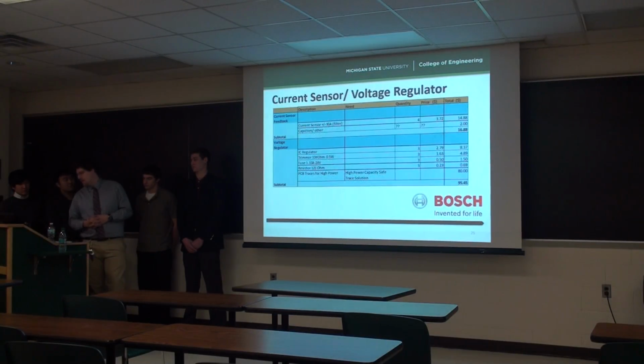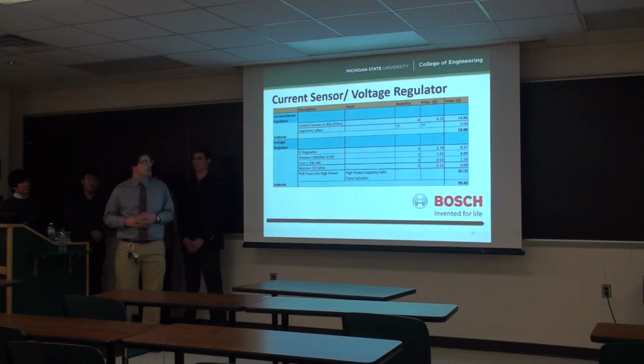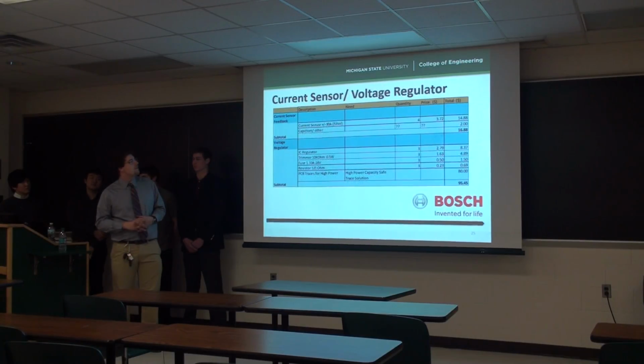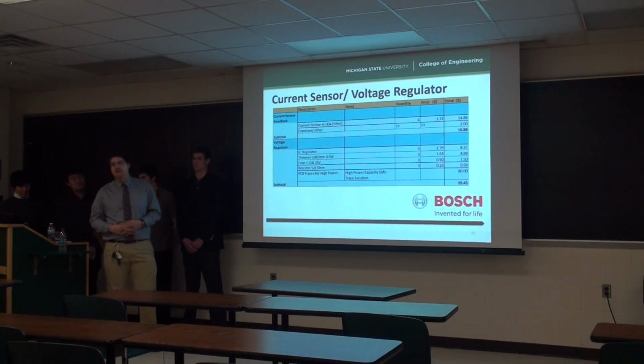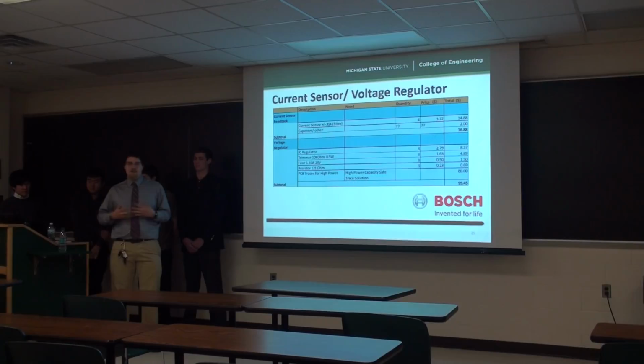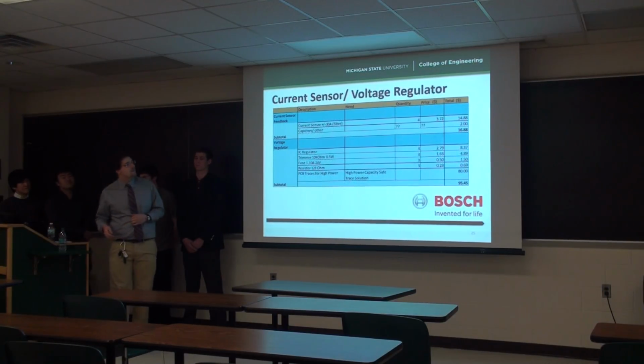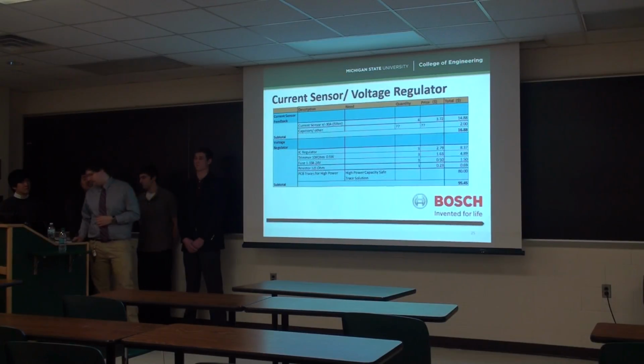All right. Current sensor and voltage regulator are put together since they're both circuit elements and active parts of the device. The current sensor's primary cost will be the sensor itself, at around $14, and then our voltage regulator. Our main costs are actually going to come from the PCB traces. We needed to use the PCB traces because it's the easiest way to deal with high power, and so, as you can see, that's our highest cost there. Those totals come out to $16.88 and $95.45.